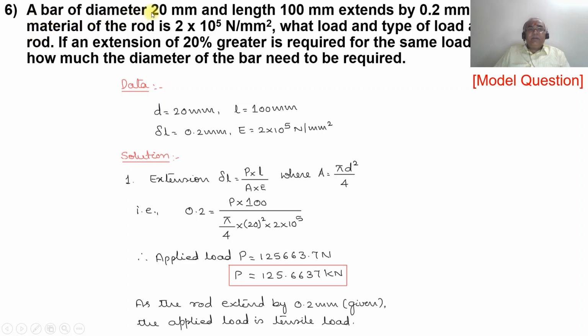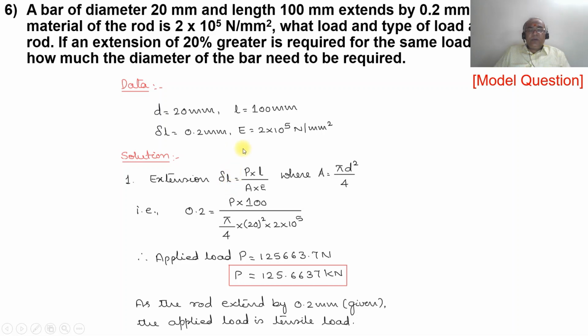He says a bar of diameter 20 mm. So D is given. D is equal to 20 mm. That is the data. What is the length given? The length is 100 mm. He extends by 0.2 mm. So delta L is given. Delta L is equal to 0.2 mm. If E of the material of the rod is 2 into 10 to the power of 5 Newton per mm square. So what is the requirement? I need to find out the load. So the load P I need to find out.